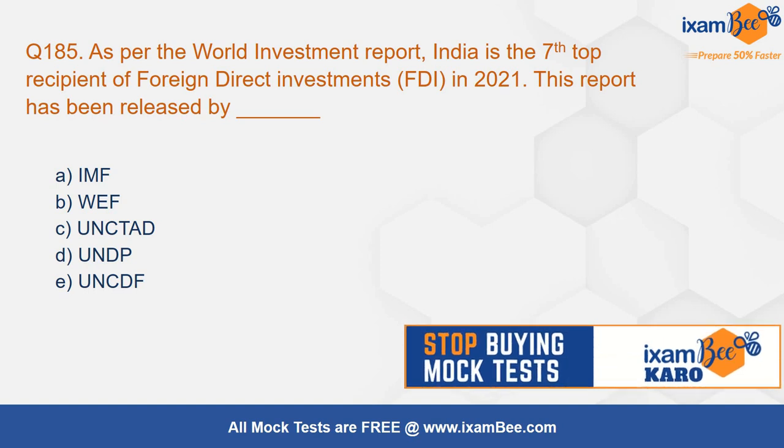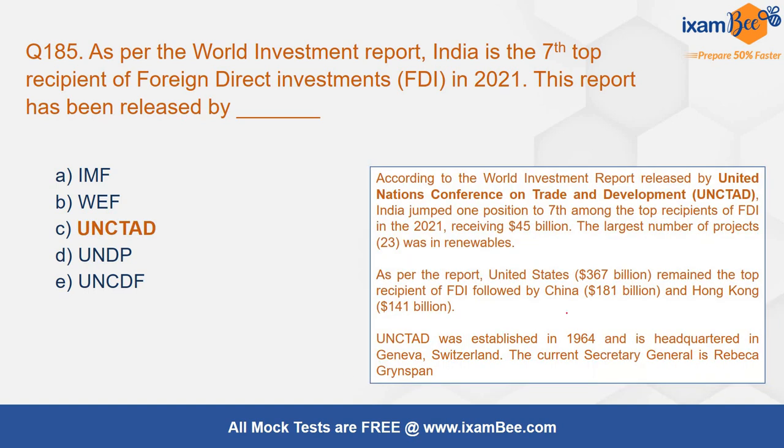The correct answer here is UNCTAD, and UNCTAD says that receiving 45 billion, India is at the 7th position. US remains the top position, 367 billion. US also receives foreign money. Not only does it give, because a lot of people invest in US, including countries like China, India, whose foreign exchange is kept invested in USA. UNCTAD was established in 1964, headquartered in Geneva, Switzerland.